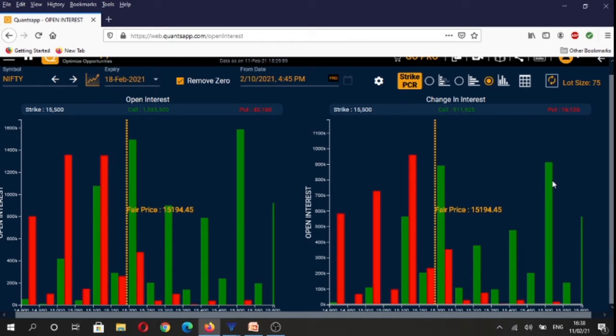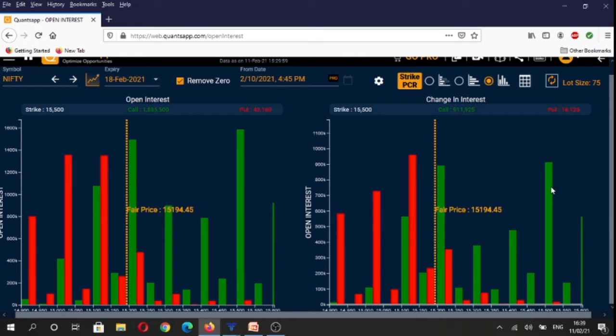And if you see what happened today, you will notice that highest amount of calls were written intraday at 15,200 as well as 15,500 for the 18th February weekly expiry contract, and highest amount of puts today were at again 15,100 and 15,000 strike in puts. So for the short term, 15,500 is the resistance based on the overall open interest data.